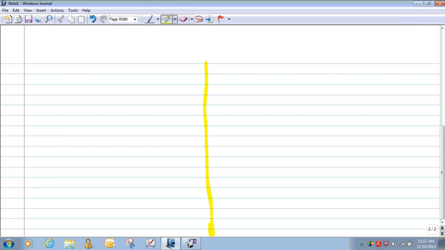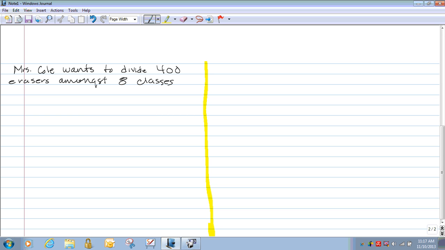Okay, let's try a word problem. Mrs. Cole wants to divide 400 erasers amongst 8 classes. How many erasers will each class receive?